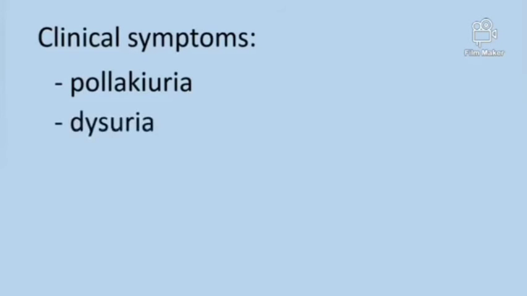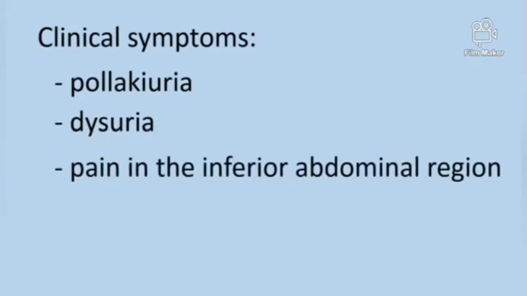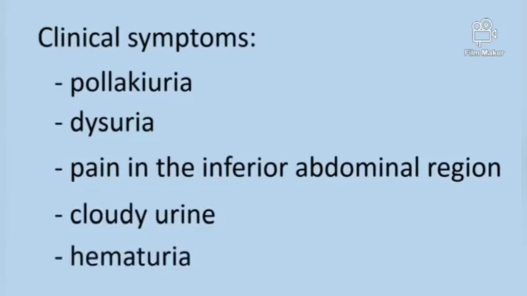Clinical symptoms include pollakiuria, which is an abnormally frequent urination, dysuria, which is pain or a burning sensation during urination, pain in the inferior abdominal region, cloudy urine, hematuria, meaning blood in urine, but this symptom is rare in cystitis.